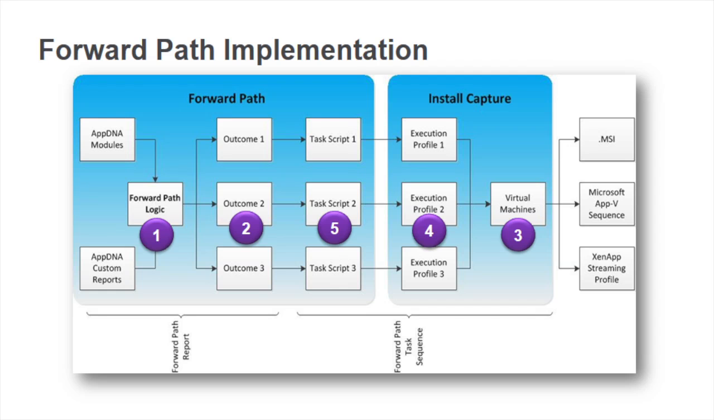And lastly, number 5 is the task script. We assign a task script per outcome result, and this task script contains information on the VM and execution profile that will be run. Let's now take a look at each in more detail.